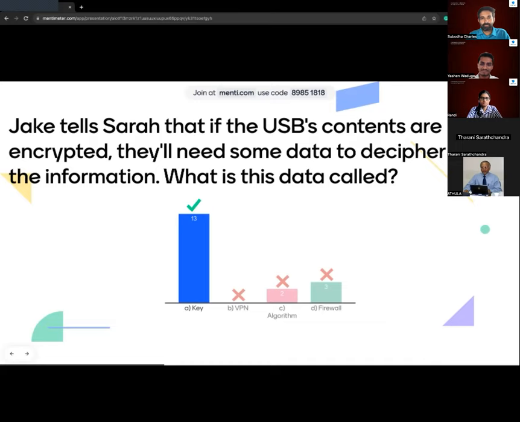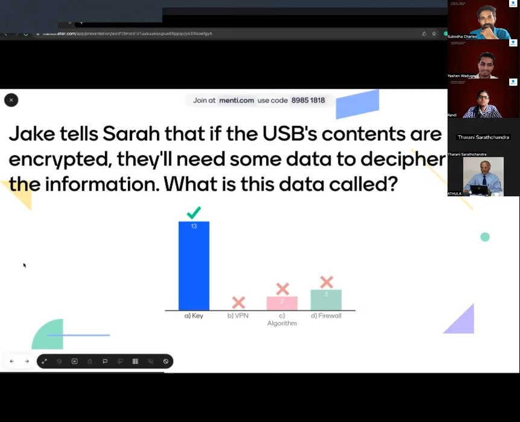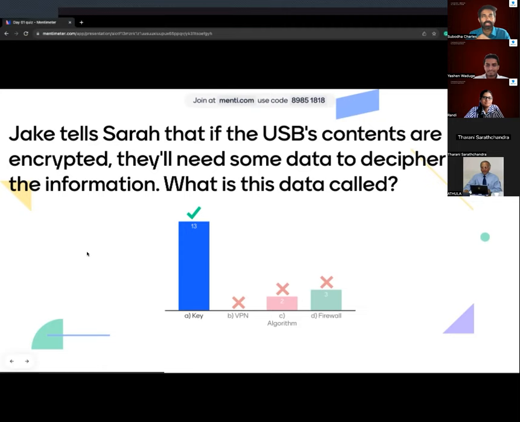Yes. Without a key, whatever your encrypted data is remains unreadable. So if Sarah or Jake wants to understand what information is inside the USB stick, and the content is encrypted, they will need to get the key and decipher the information. Let's see whether that will be helpful in the future. Next question.